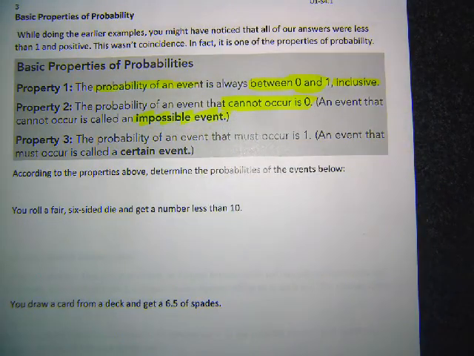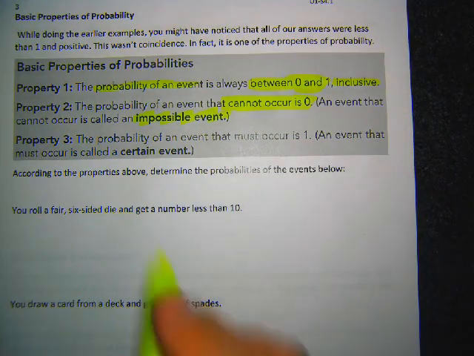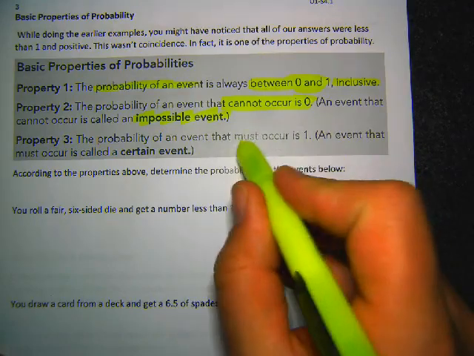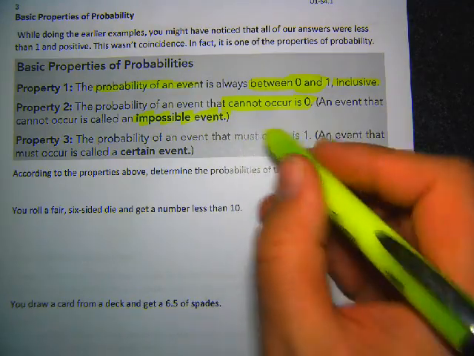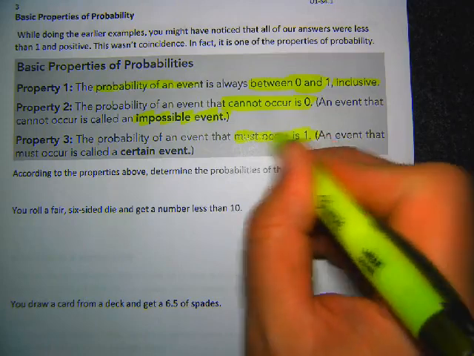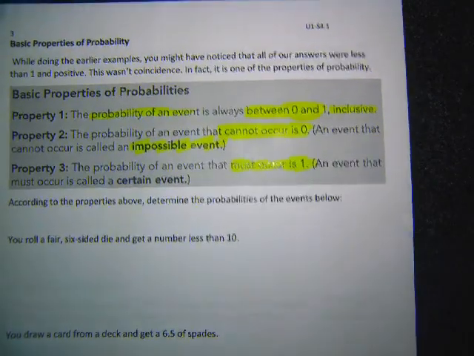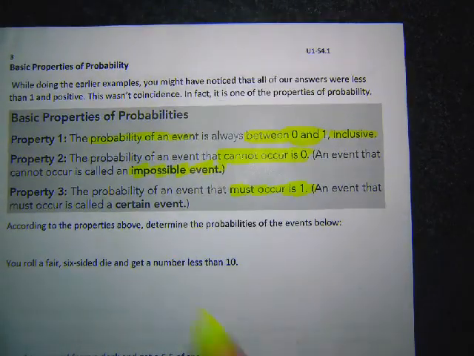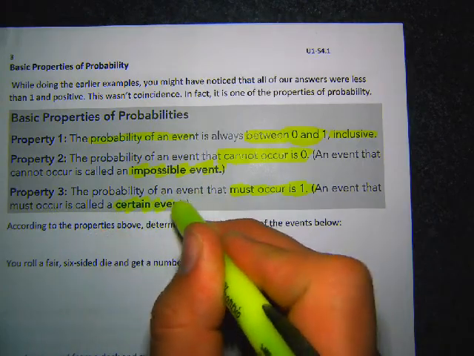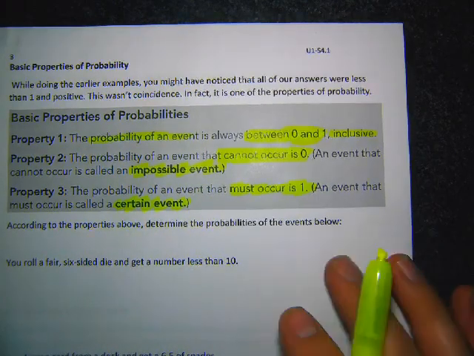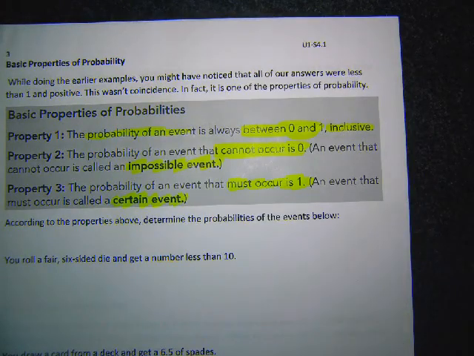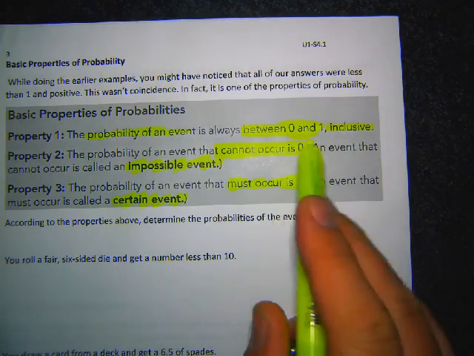Call that an impossible event. So it's something that can't happen. The probability of an event that must occur, something that's guaranteed, is going to be 1. So that 1 tells us it's going to happen. There's no ifs, ands, or buts. It's going to happen. We call that certain. So an example like that would be I roll that six-sided die, and I get a number smaller than 7. Since the only numbers on that die, 1 through 6, are all smaller than 7, then they would have to happen. That's guaranteed.